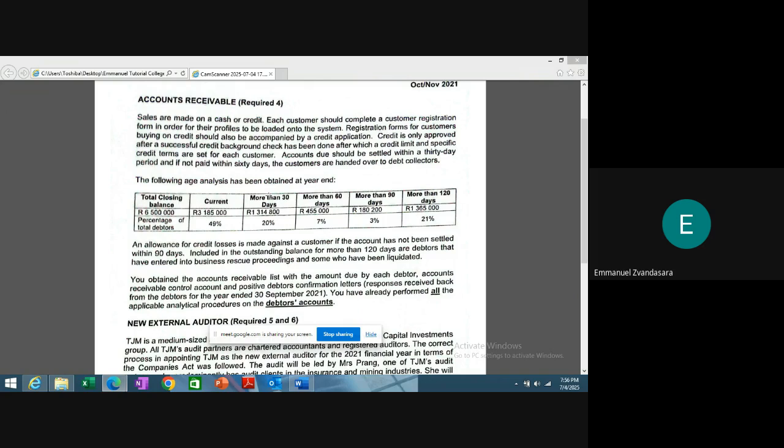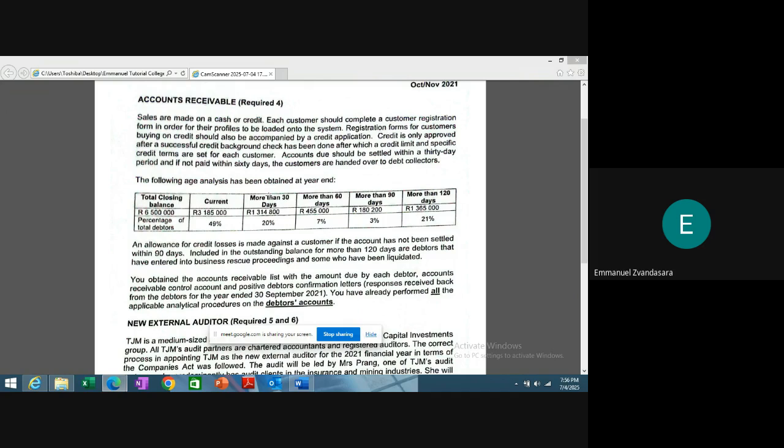This is positive, meaning that positive debtor confirmation letters mean that responses were received back from the debtors for the year ended 30 September 2021. So what they will be doing, the debtor will be confirming, because that is debtor circularization, right? That is with regards to the existence assertion of the accounts receivable or account balance. So when we are dealing with the existence assertion, we need to look at debtor circularization. On debtor circularization, that's where we need to deal with a positive debtor confirmation or negative debtor confirmation.